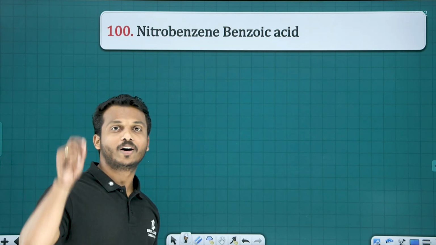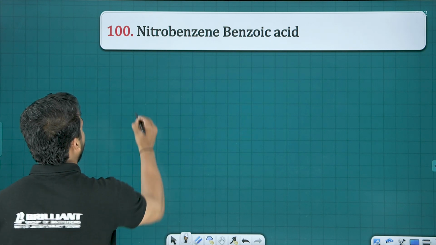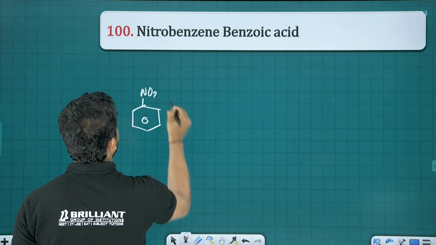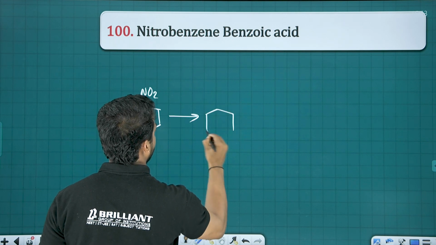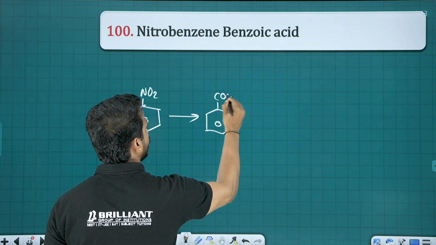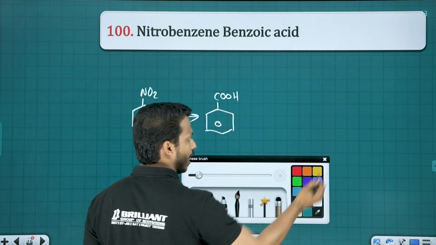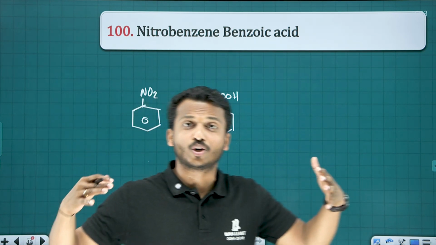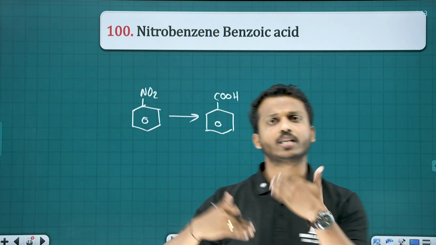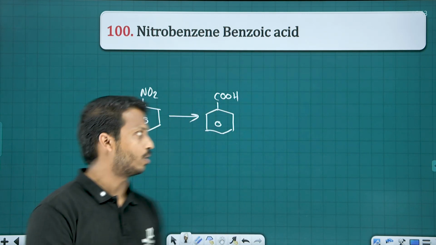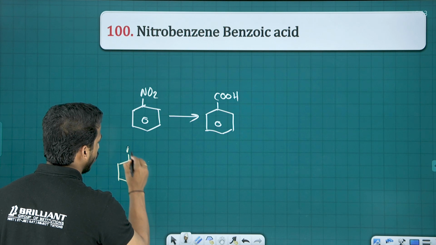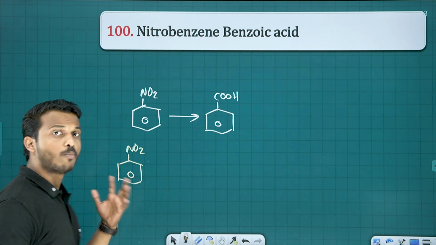Next one, question number 100. How will you convert nitrobenzene to benzoic acid? Many methods we can apply, whichever you remember at that time, you write it. I'm not saying that you should go through these steps. If there is any other alternate method, please choose it. So, how will you convert nitrobenzene into carboxylic acid?